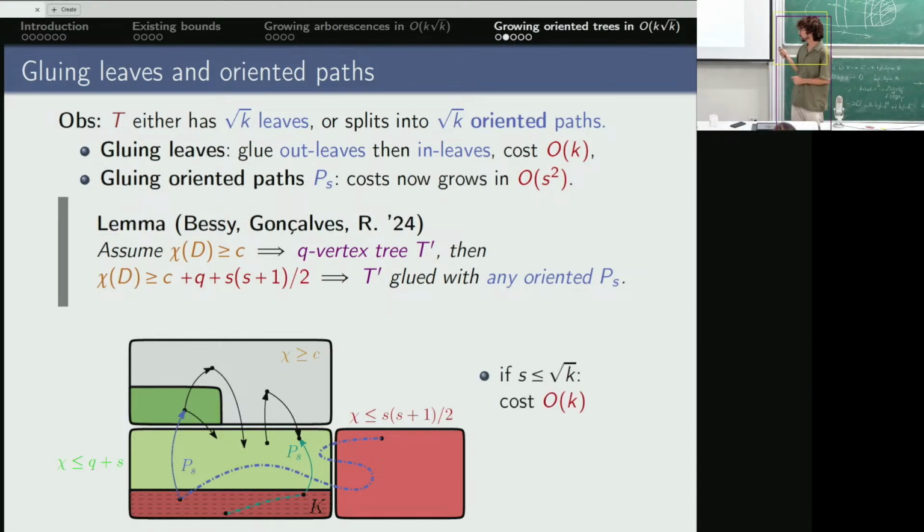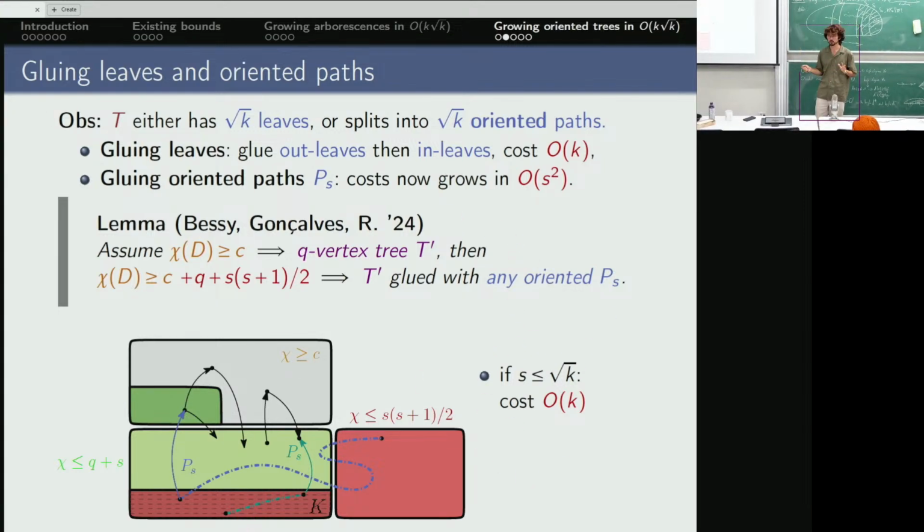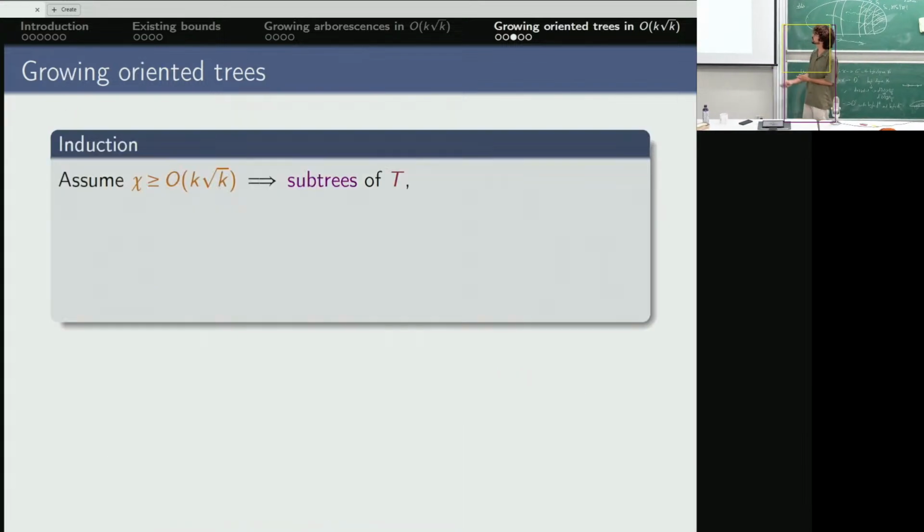So if the length of the path is less than square root of K, this costs you big O of K. The issue is, if your path is huge, like if you try to glue a path of length K over 2, then you will pay K squared here. So this is the bad case. So what we want to do is split our arborescence into paths of length less than square root of k.